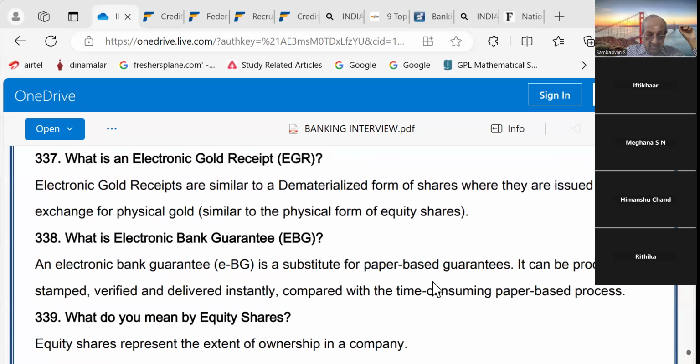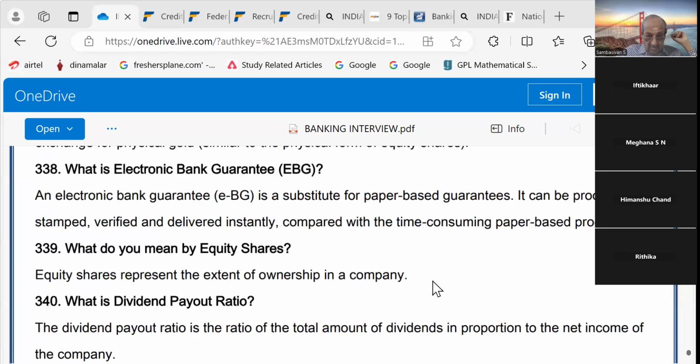What is an electronic gold receipt? Electronic gold receipts are similar to a dematerialized form of shares, where they are issued in exchange for physical goods, similar to the physical form of equity shares. What is electronic bank guarantee? An electronic bank guarantee, EBG, is a substitute for paper-based guarantees. It can be processed, stamped, verified, and delivered instantly compared with the time-consuming paper-based process.